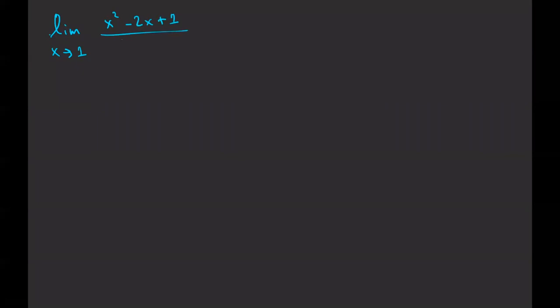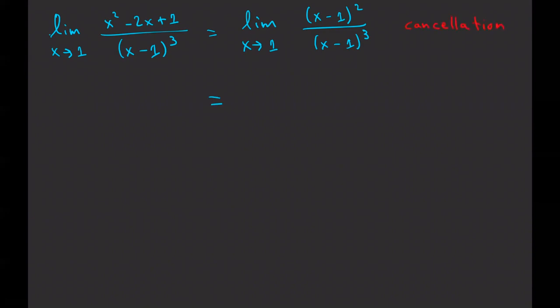Let's take that numerator. It factors really nicely into a perfect square, x minus 1 squared, and then we still divide it by x minus 1 cubed. Now we've got some awesome cancellation here. With this cancellation, we end up with the limit as x approaches 1 of 1 over x minus 1.